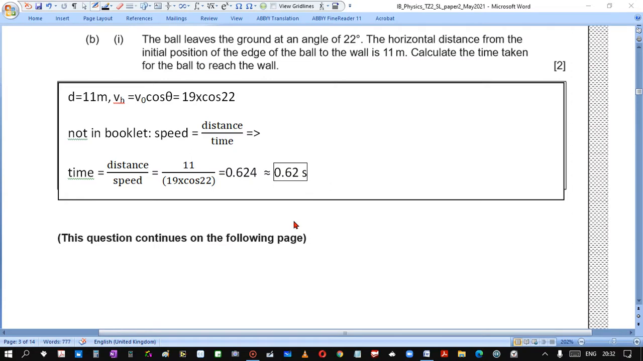The ball leaves the ground at an angle of 22 degrees. The horizontal distance from the initial position of the ball to the wall is 11 meters. Calculate the time taken for the ball to reach the wall. So distance is 11 meters. The horizontal component is the initial speed times cosine, so it is the expression 19 times cosine 22. Not in the booklet: speed equals distance over time, time equals distance over speed, so we put values, calculate, and we get to two significant figures, 0.62 seconds.